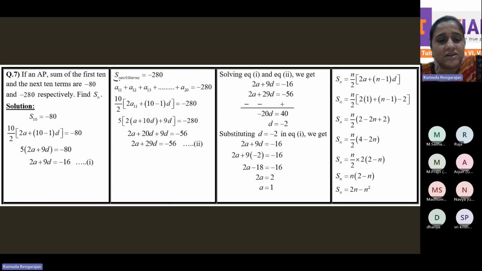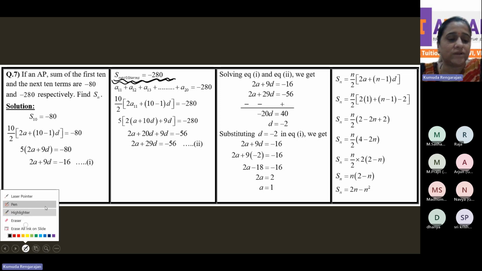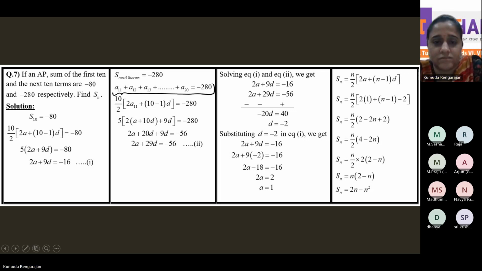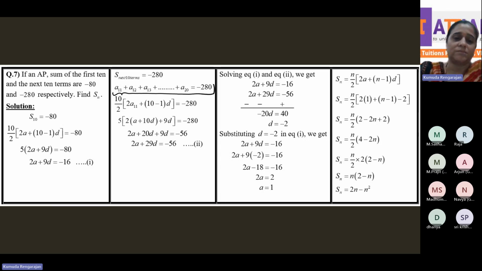Now the sum of the next 10 terms is minus 280. What do you mean by the sum of the next 10 terms? It is A11 plus A12 plus A13 plus A14 plus A15, so on till A20. This sum is given to be minus 280. So that's what I've written here. A11 to A20, the sum is minus 280.